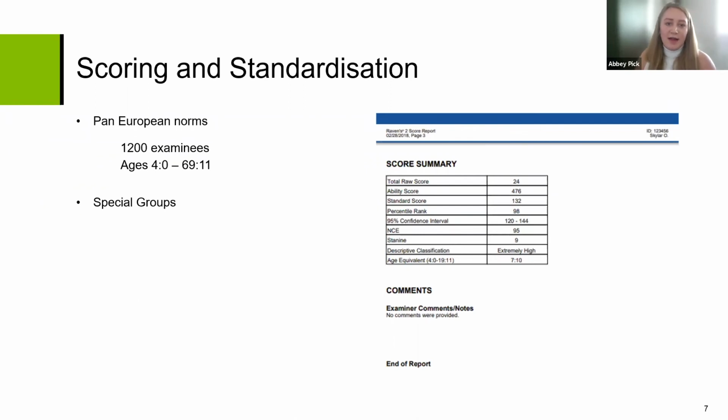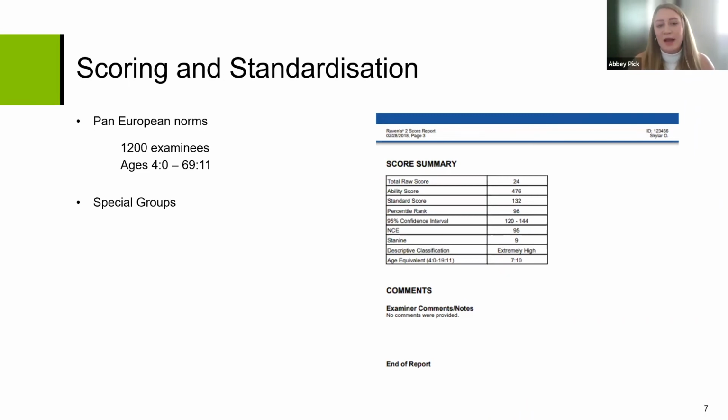So on screen, you can see an example of the score summary from a Q Global report. Scoring the Ravens 2 using Q Global, digital forms are scored automatically using the Q Global platform, where a report is generated. To score the paper form using Q Global, you would simply select the Q Global manual entry option and then enter the required examinee's information and their item responses. If an item response is missing or is uninterpretable, for example, 2 responses were chosen for an item, then you can leave this item response blank. Hand scoring is also available using the scoring keys.